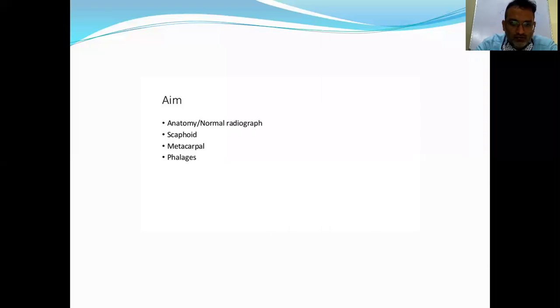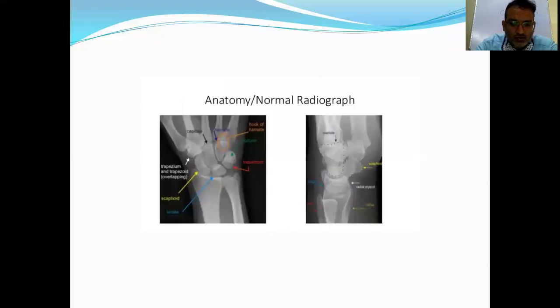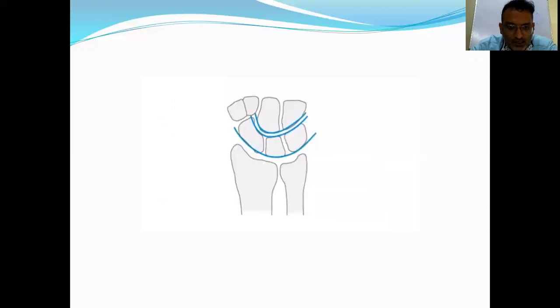How do you diagnose them with a normal radiograph? These are the various bones seen in hand fractures: metacarpals and scaphoid, lunate, triquetrum, pisiform, capitate, hamate, trapezium and trapezoid. These are the AP and lateral radiographs. As you can see, these are the various joints between the wrist bones.